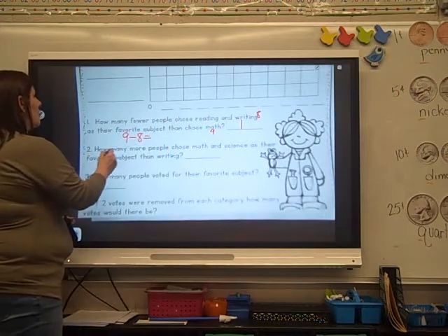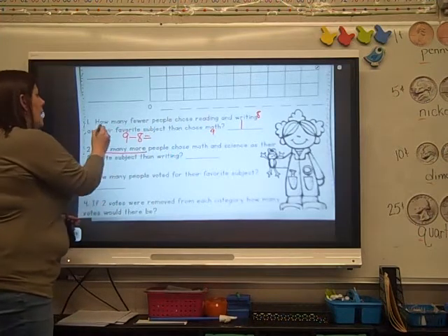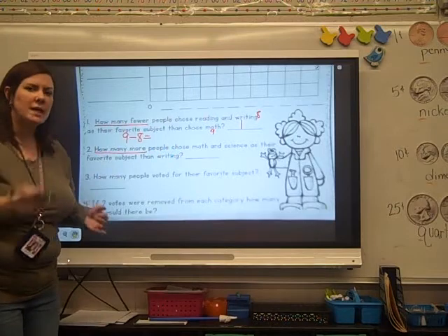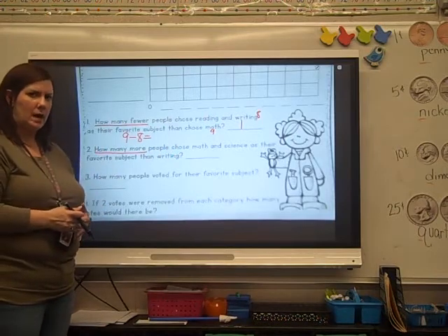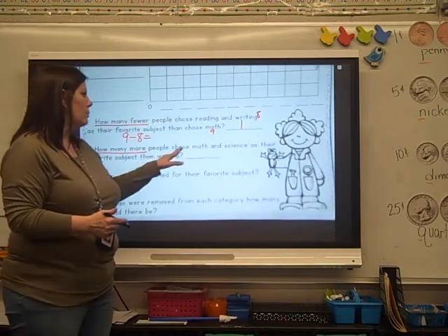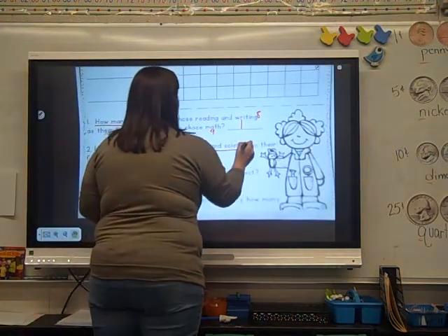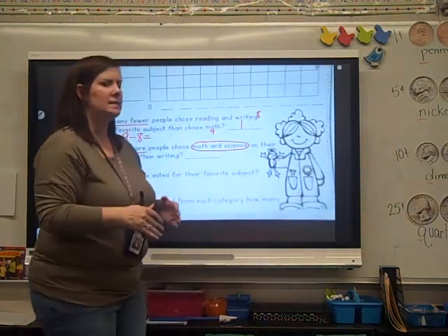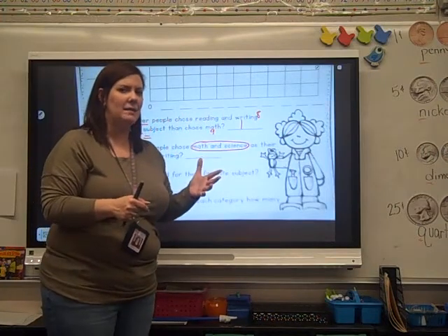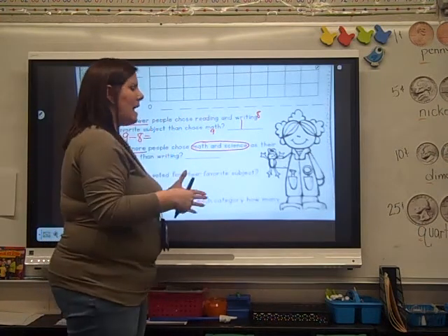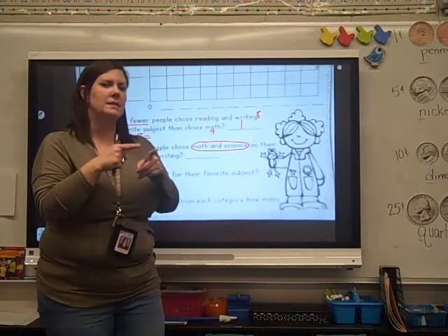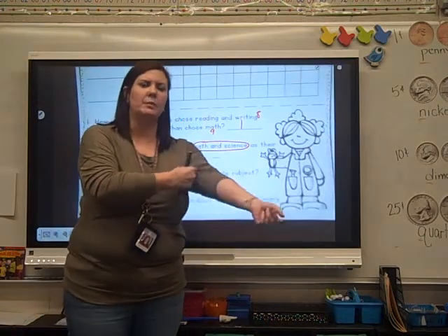Okay, how many more? Again, how many more? How many fewer? Those are take away problems, okay? So it says how many more people chose math and science. So math and science together. Math had 9 and science had 8. So add up 9 plus 8. Do it on your number line. 9 plus 8.